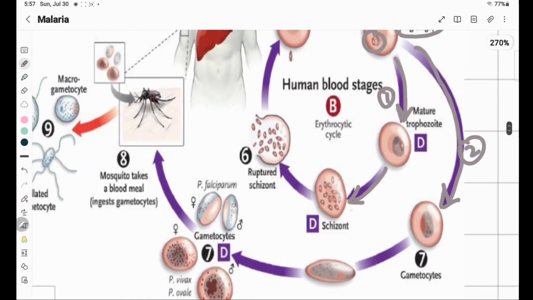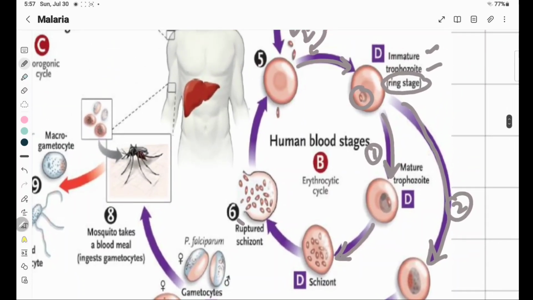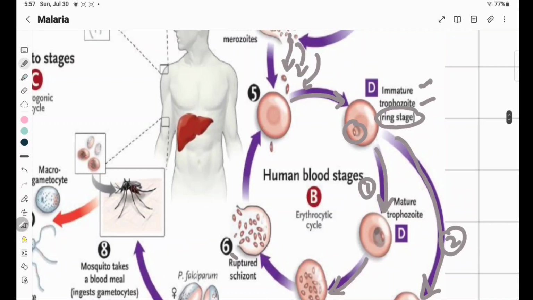These are two things that can happen. If it becomes a schizont, then this schizont is going to rupture and release more merozoites, and then it is going to reinfect the human blood. And that is how the malarial symptoms, which I'm going to also explain a little bit further on, occur, because of the infection of the red blood cells over and over again by schizonts and merozoites.